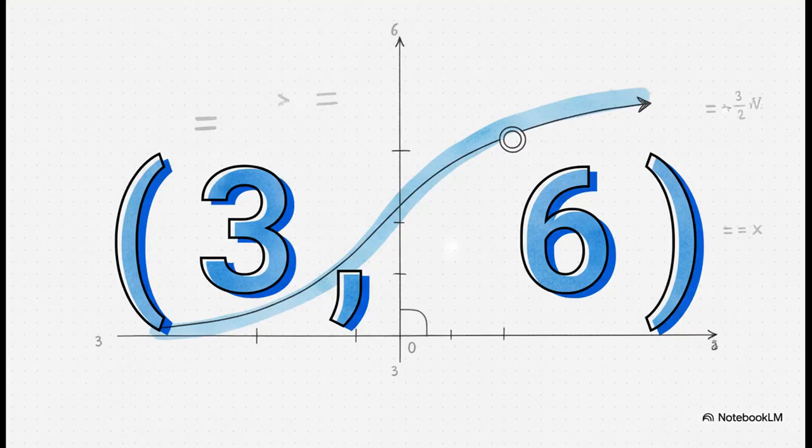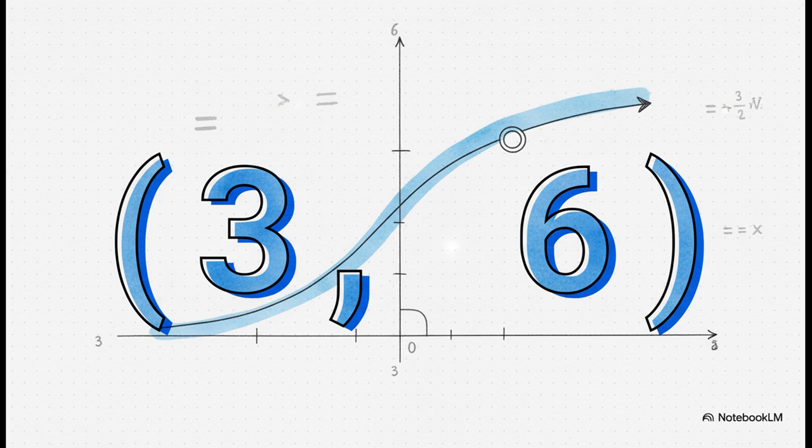So how do we find the exact location of this hole? It's actually pretty easy. You just take the x value from the factor you canceled out. Since we canceled x minus 3, the forbidden x value is 3. Now, you plug that x equals 3 into your simplified equation, which was y equals x plus 3.